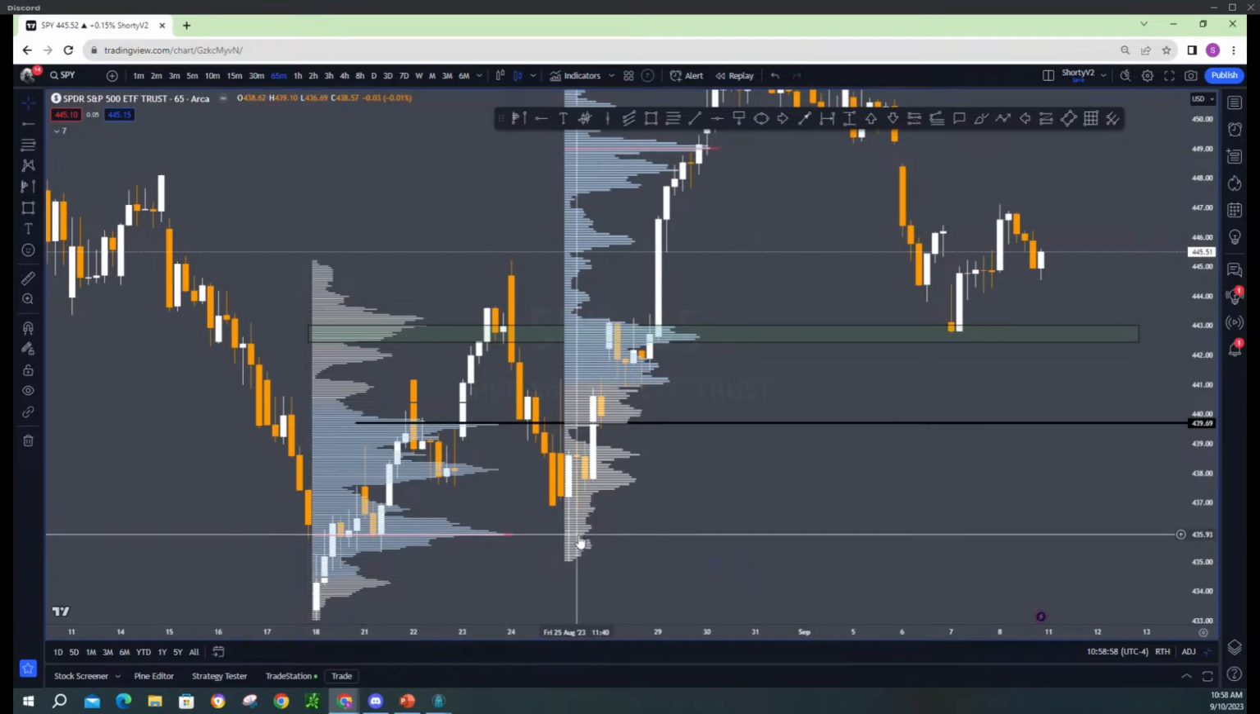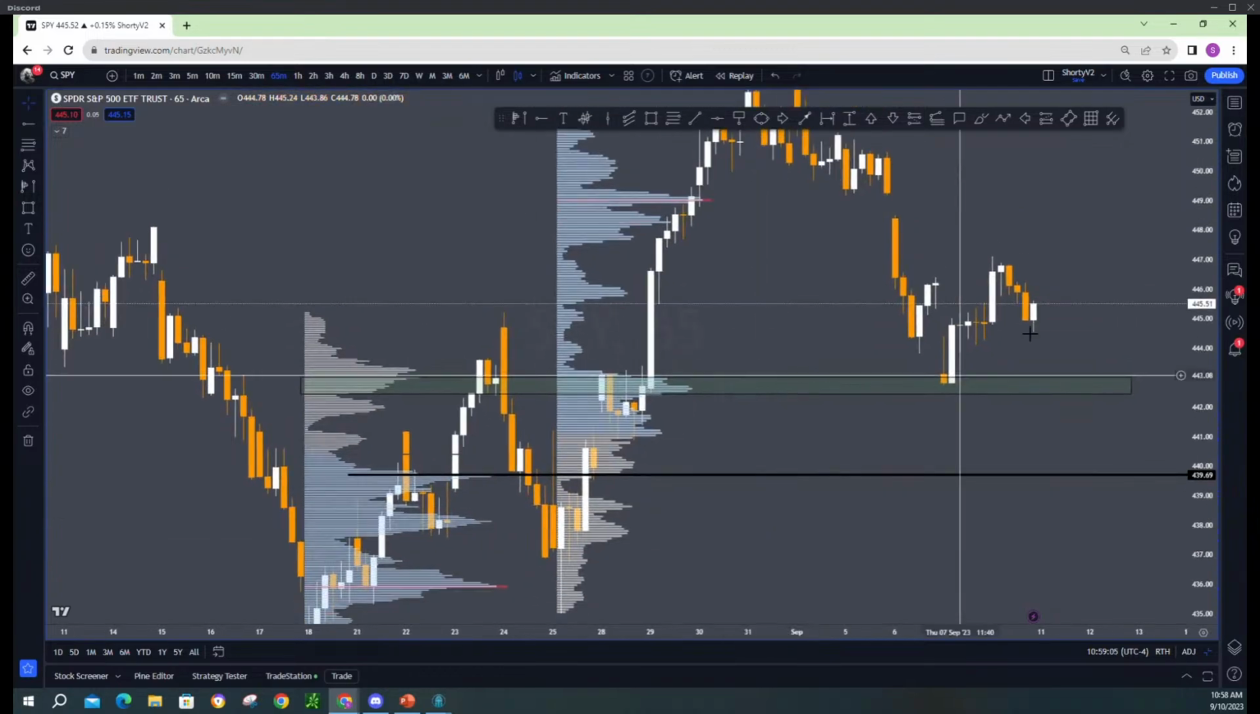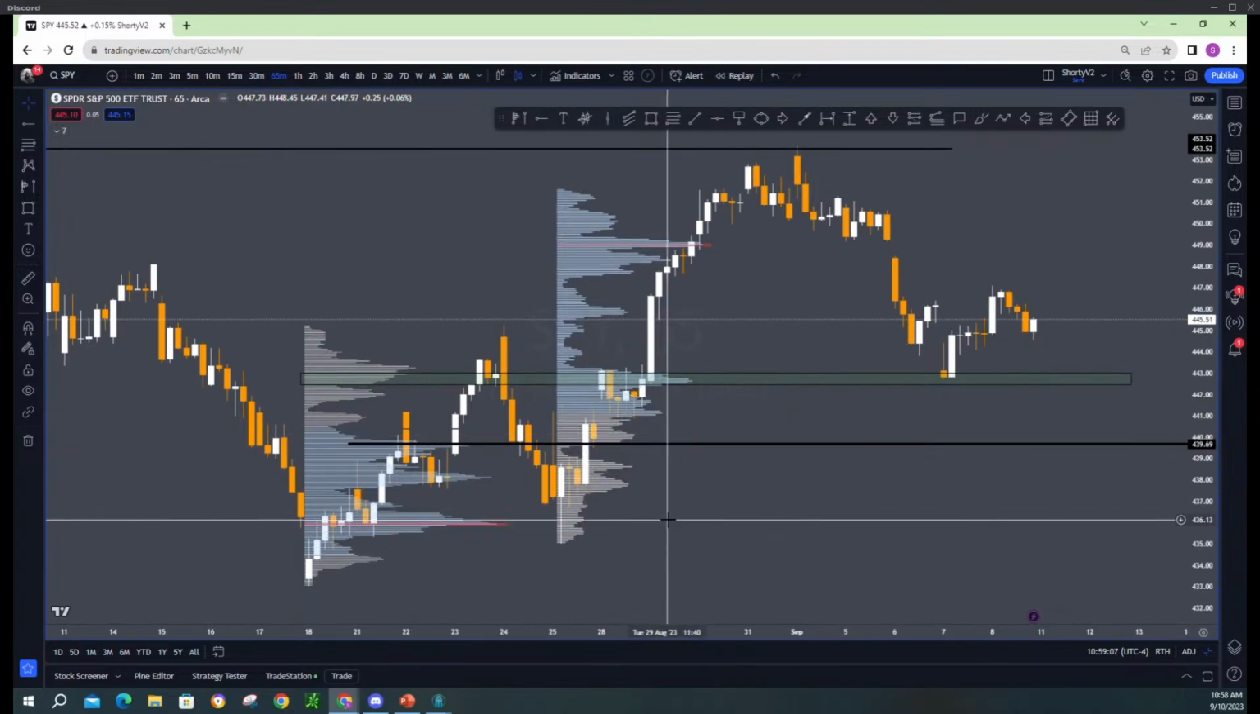They came back right to this POC. So they went, what is it? They went almost $1 below. Once they reclaimed it, I mean, they just exploded from there, right? They went $15.